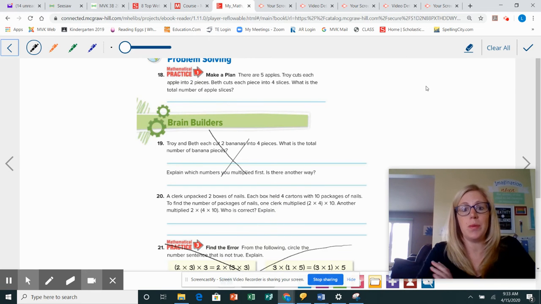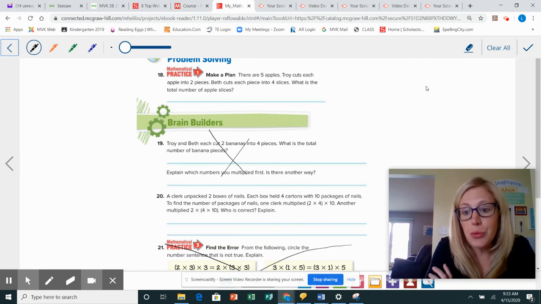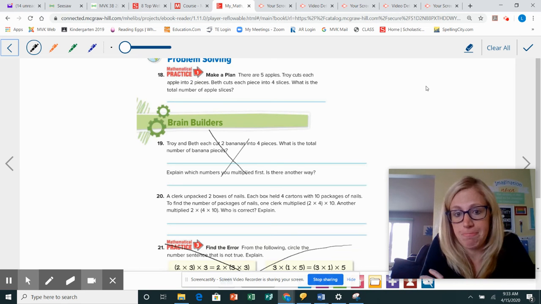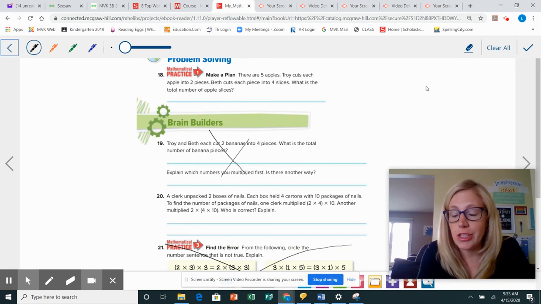Okay, you're going to do 18 and 20. You can make an equation or you can draw a picture. There are 5 apples. Troy cuts each apple into 2 pieces. Beth cuts each piece into 4 pieces. What is the total number of apple slices? You can draw out a picture or use your equation. I want to see what you can do.